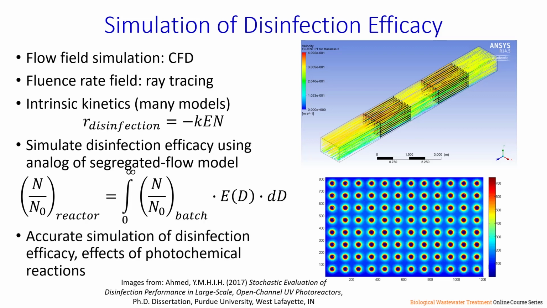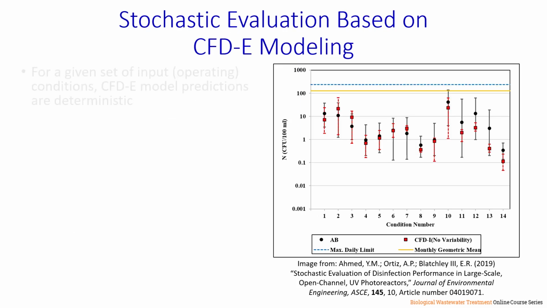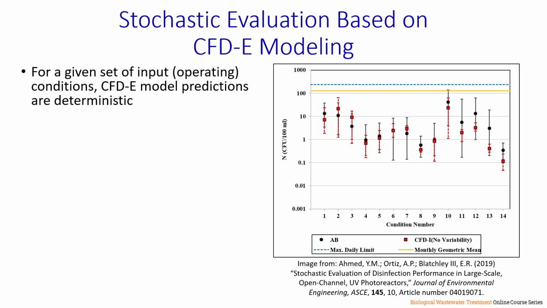Those simulations have been demonstrated to provide accurate representations of the performance of these systems and the effects of photochemical reactions more broadly. Because those simulations are so detailed and provide so much information, and because they're accurate, it's also possible to incorporate them into a stochastic approach. For a given set of input or operating conditions, the model predictions are going to be deterministic. So if we want to follow a stochastic approach, what we need to do is to allow those input parameters to vary. And in fact, observations, measurements from the real world demonstrate that many of those input parameters do vary.